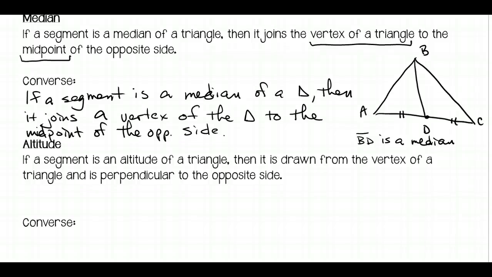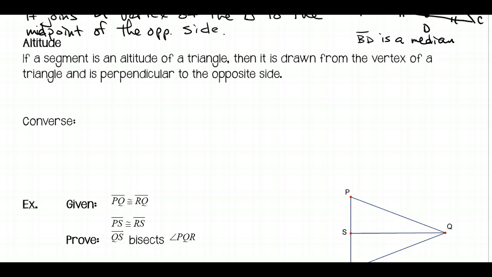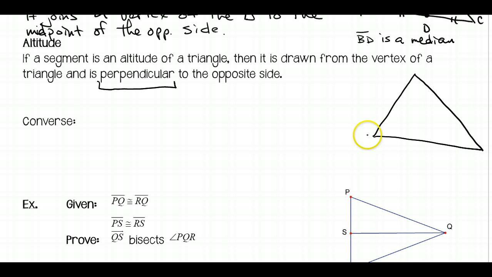Moving on to altitude. This is our second special segment of a triangle. If a segment is an altitude of a triangle, then it is drawn from a vertex of a triangle and is perpendicular to the opposite side. Key difference here: we're going from the opposite vertex perpendicular, as opposed to from the opposite vertex to the midpoint. Since I have 3 vertices in a triangle, I can draw 3 altitudes, but I'm only going to draw one.